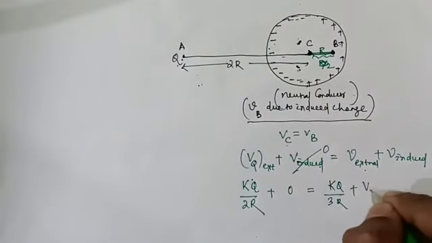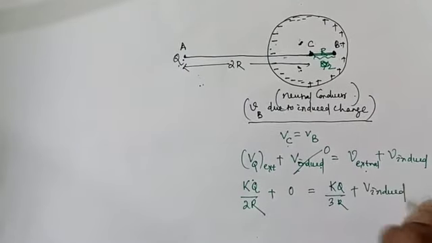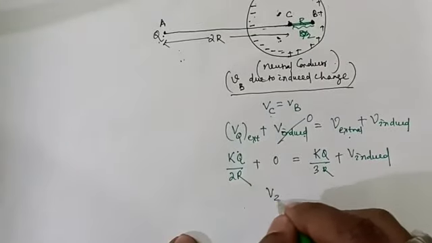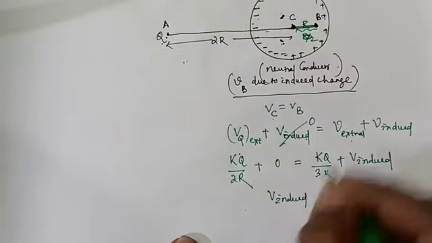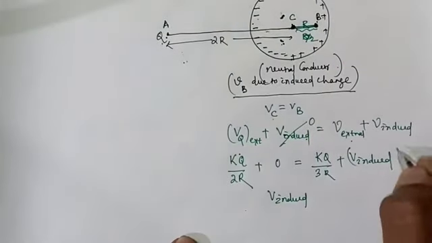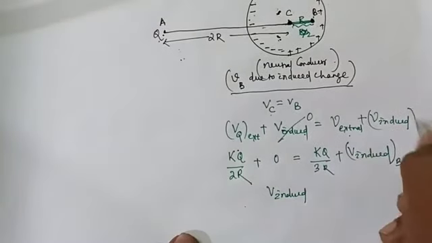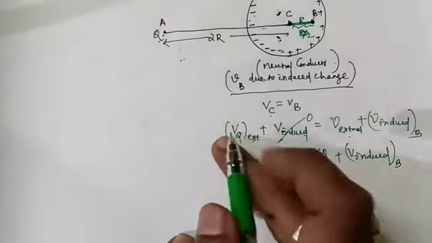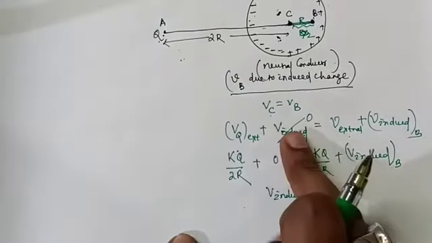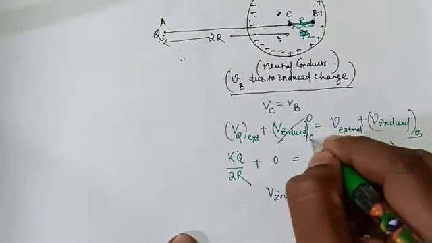And due to induced, this is my induced. So this is pretty clear that potential due to induced charges at point B, this is due to point B, and this is due to point C, and due to C it is cancelled out.